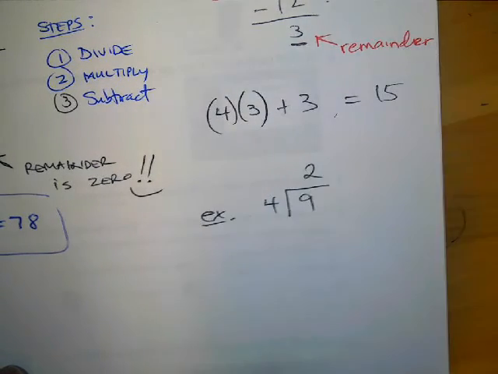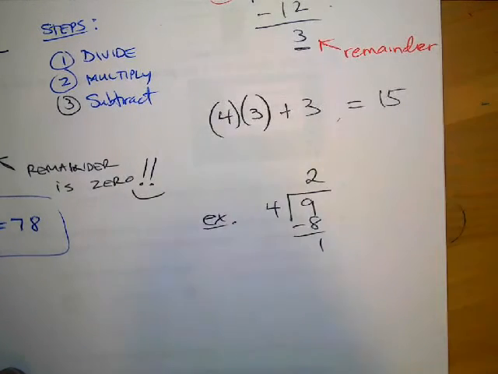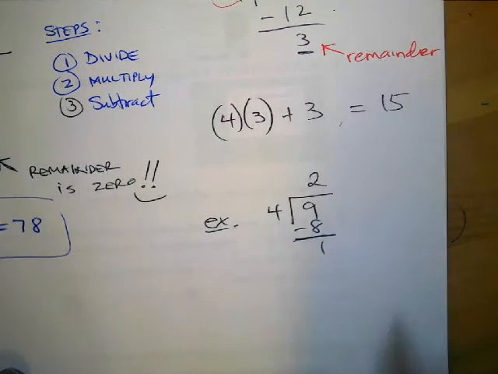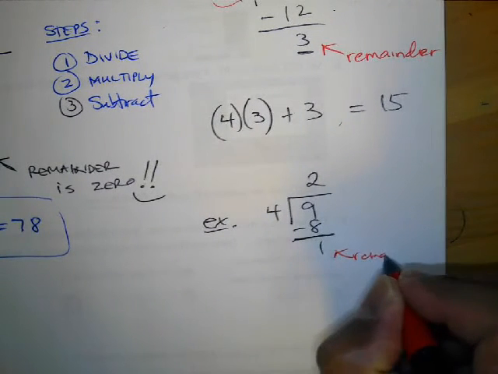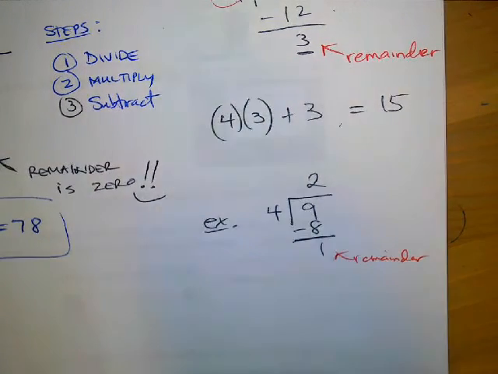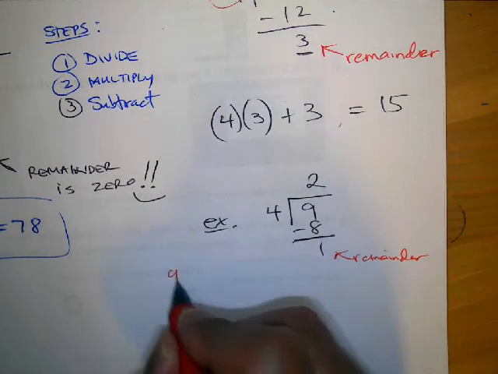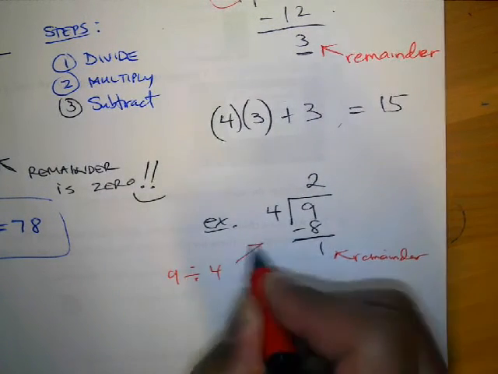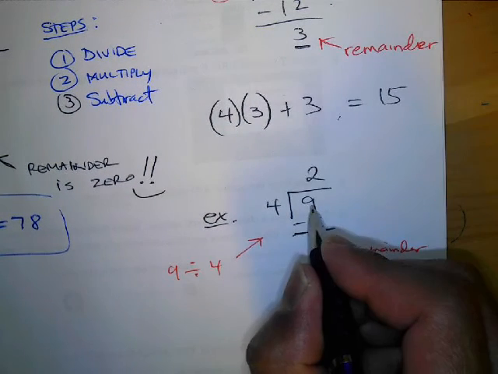How about 4 into 9? We know it's 4 times 2, that's 8. You get a remainder 1. Okay, what does this mean, that the remainder is a 1? What does all this process mean? Well, you tried to do 9 divided by 4. The problem was 9 divided by 4, right? What does that mean?